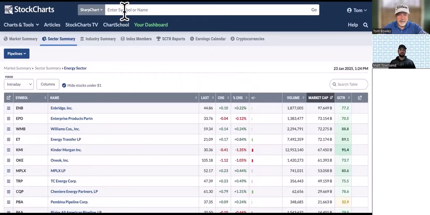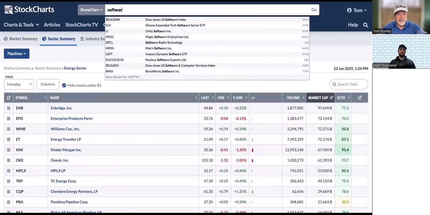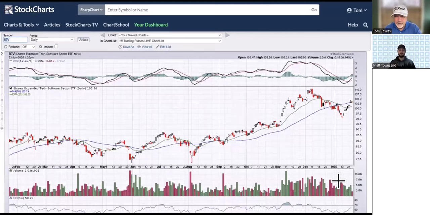But if I typed in something like software, for instance, there'll be the IGV. Here's the iShares Expanded Tech Software sector, and you can see that one's a much heavier volume traded ETF. And you could then go in and find the component stocks of the IGV, which I could probably tell you. So this gets back to know what you own kind of a thing.